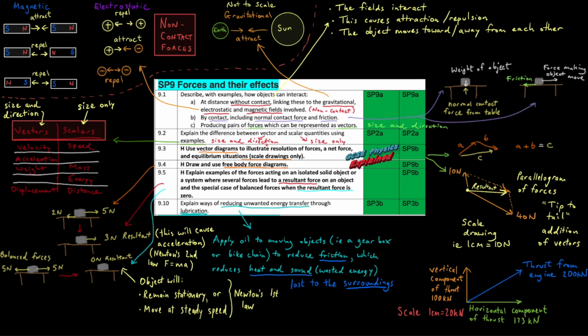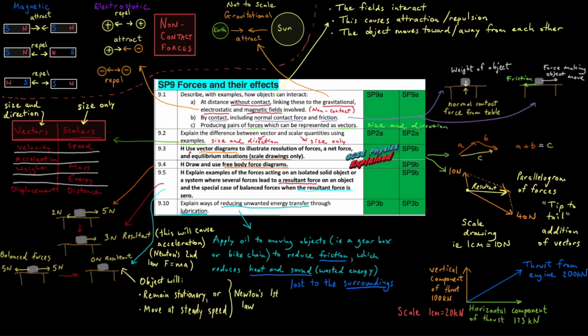9.2. Explain the difference between vector and scalar quantities using examples. So a vector has size and direction, whereas a scalar has size only. Some examples of scalars are speed, mass, energy, distance. Some examples of vectors are velocity, acceleration, weight and displacement. The most common ones is if you give speed a direction, it becomes velocity, and if you give distance a direction, it becomes displacement.